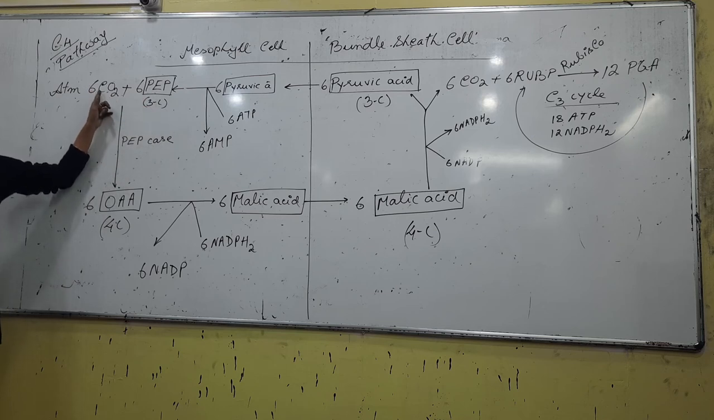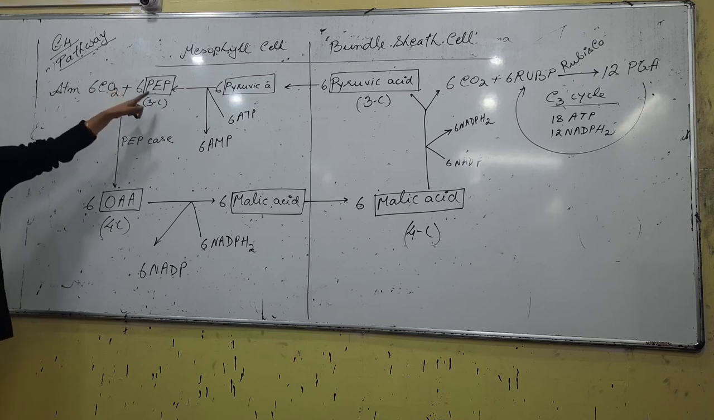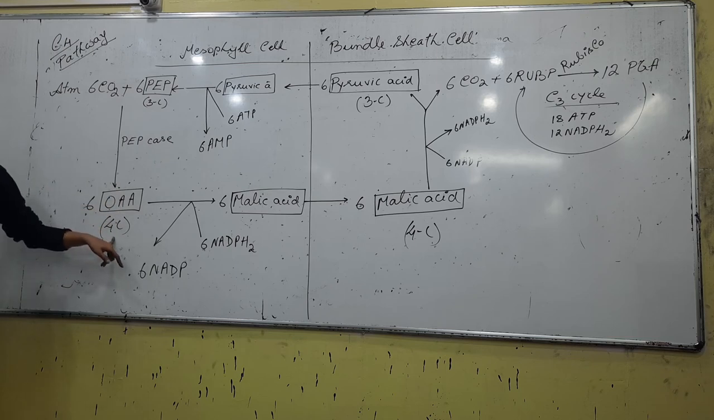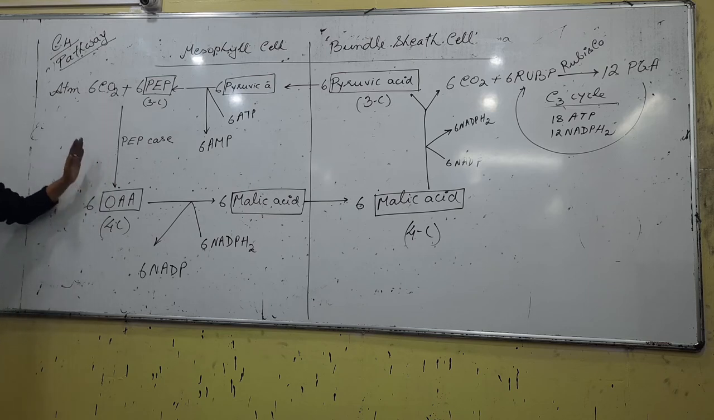PEP combines with carbon dioxide. So you have 3 carbon here, you have 1 carbon here, and the ultimate product is a 4 carbon compound. So the first stable product formed was a 4 carbon compound, right? And so this is called the C4 cycle. If you are talking about the dark reaction, there are three steps: carboxylation, reduction, and regeneration.